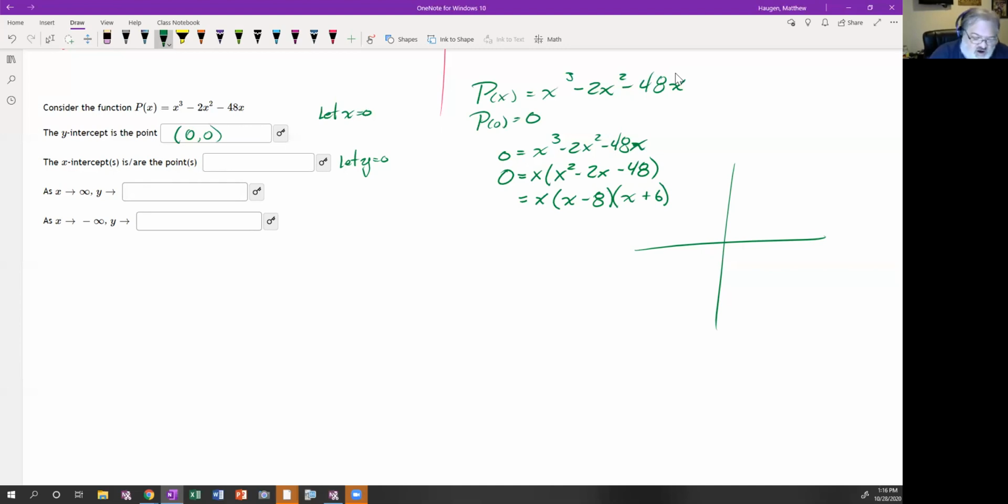And remember the zero product principle, each one of these makes a corresponding 0. What makes x minus 8 or x plus 6 equal to 0? Well, x plus 6 is equal to 0 when x is negative 6. This is 0 when x is 8. X is 0 when x is 0. Right? People often forget this one.